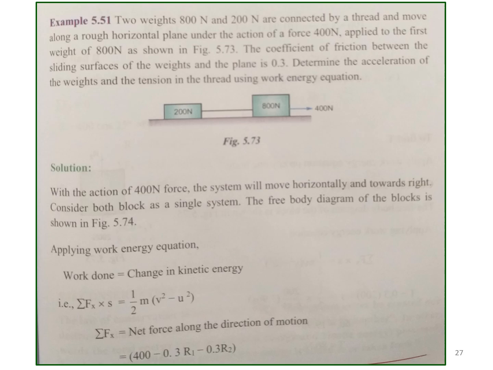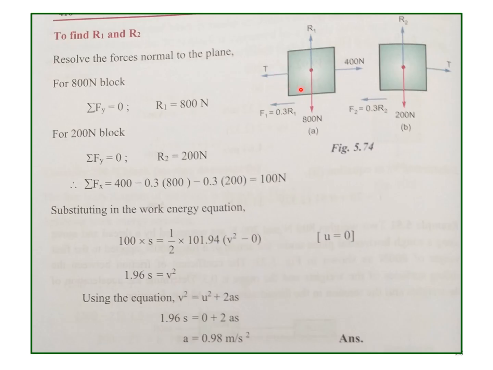In order to find R1 and R2, again you consider the free body diagram of each of the blocks. When you consider the free body diagram of the 800 Newton block, you have the self weight, then you have the applied external force of 400 Newton, then you have the tension in the string, you have the normal reaction, and you have the frictional force.